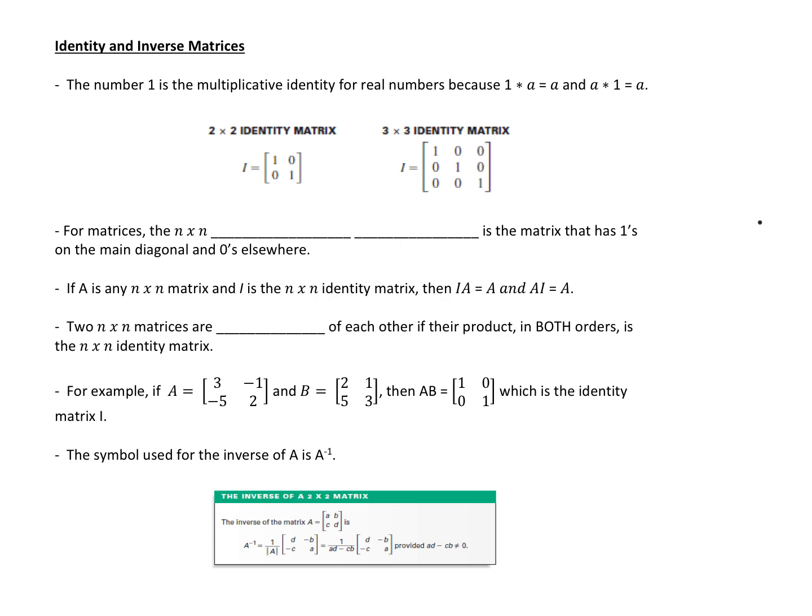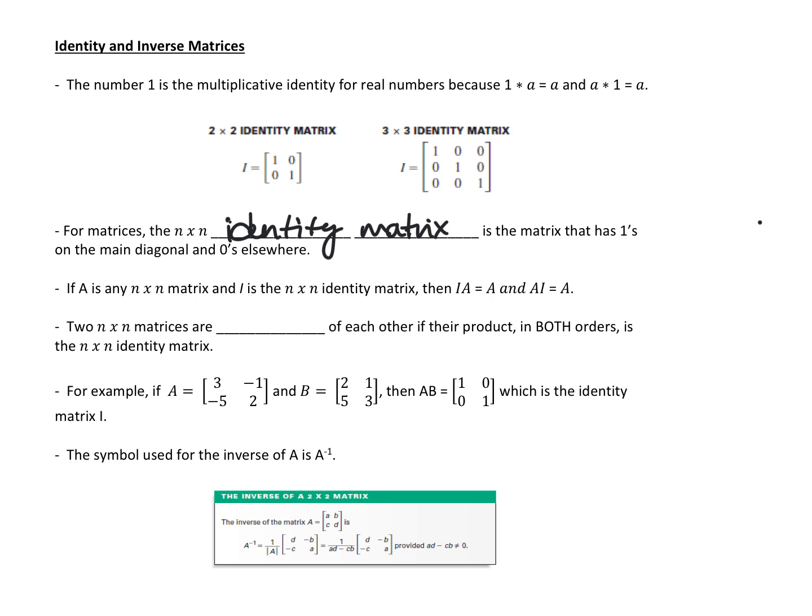So for matrices, the n by n identity matrix is the matrix that has 1s on the main diagonal and 0s anywhere else. You might remember this from Gauss-Jordan. So if A is an n by n matrix and I is the n by n identity matrix, then the identity times A would be equal to A, and A times the identity would be equal to A. So when you multiply it, basically it doesn't make a difference.